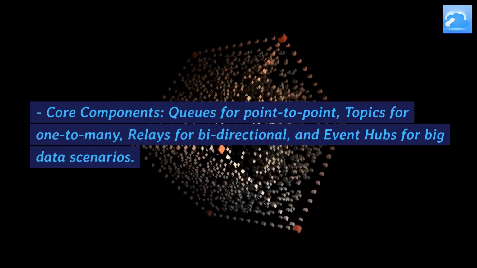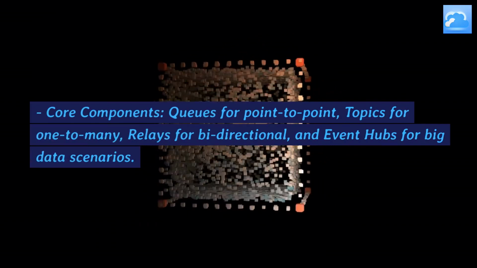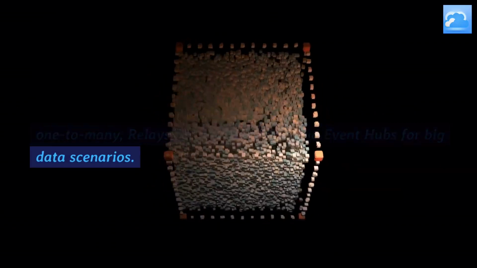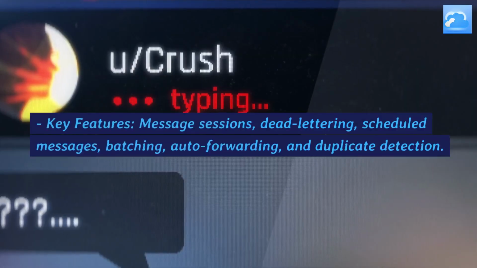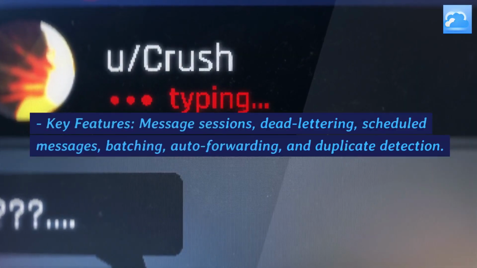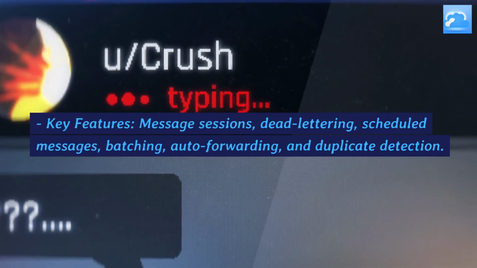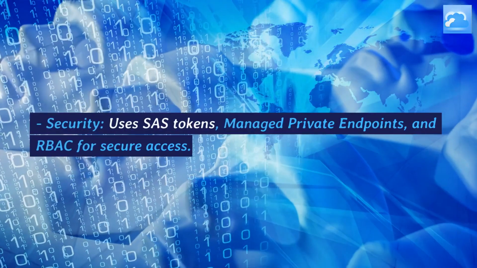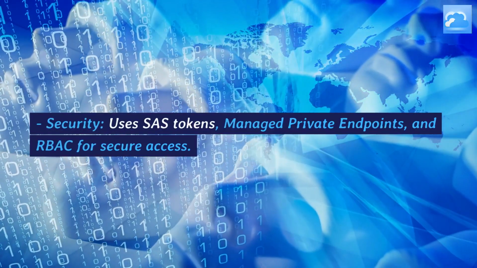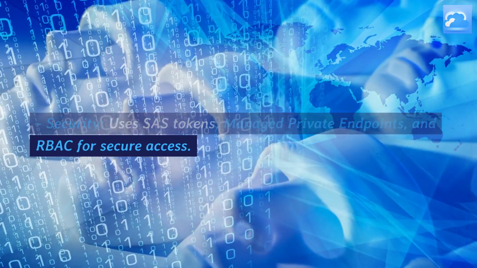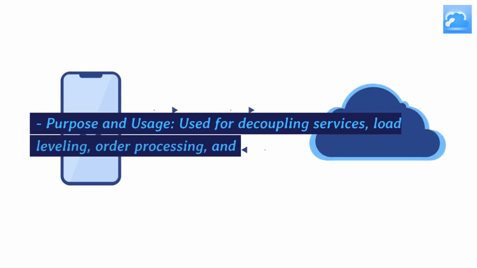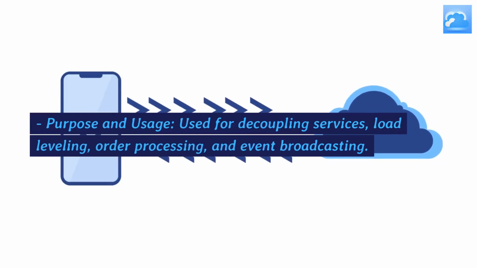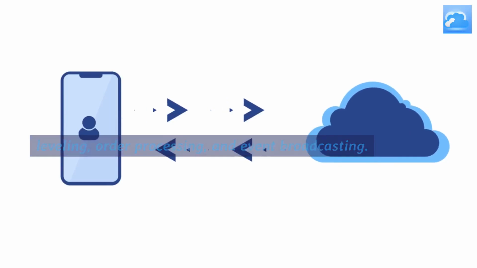Core components: queues for point-to-point, topics for one-to-many, relays for bidirectional, and event hubs for big data scenarios. Key features: message sessions, dead lettering, scheduled messages, batching, auto-forwarding, and duplicate detection. Security: uses SAS tokens, managed private endpoints, and RBAC for secure access. Purpose and usage: used for decoupling services, load leveling, order processing, and event broadcasting.